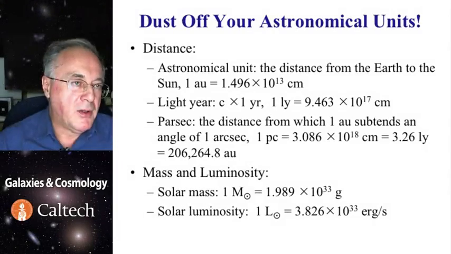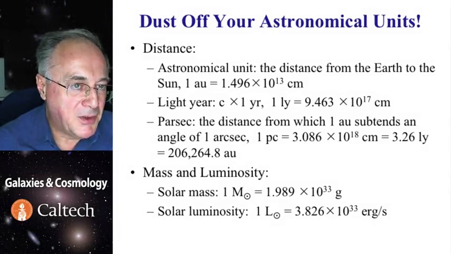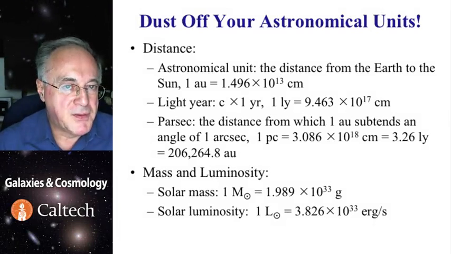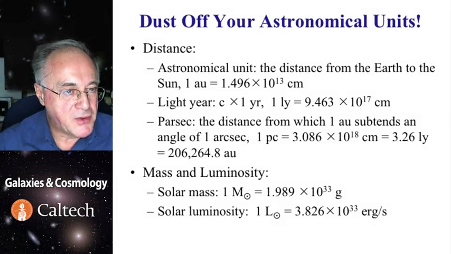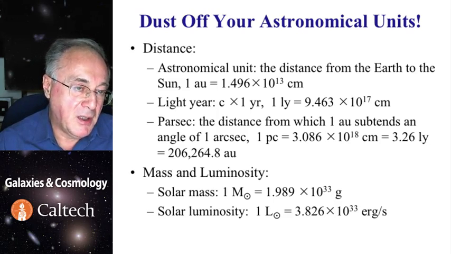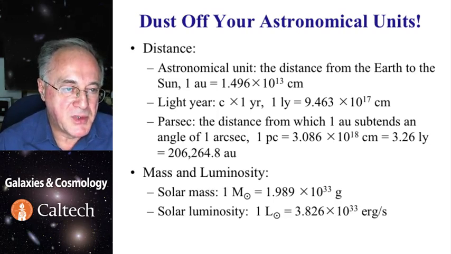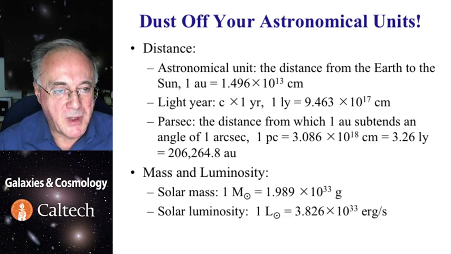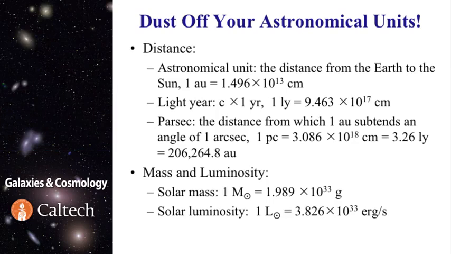Let us now resume our journey to the universe and dust off some of the astronomical units of measurement. The most basic unit in astronomy and cosmology is the distance from the Sun to the Earth. It's 1 astronomical unit, and it's about 150 million kilometers.